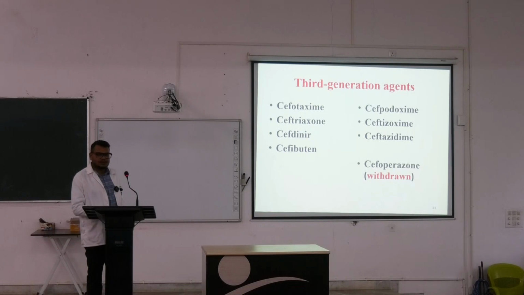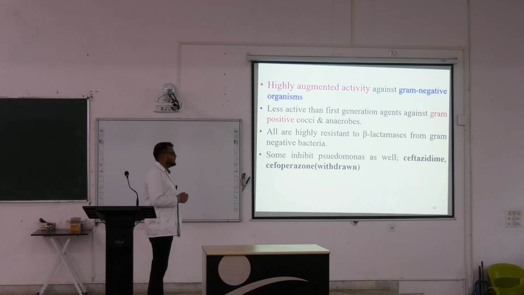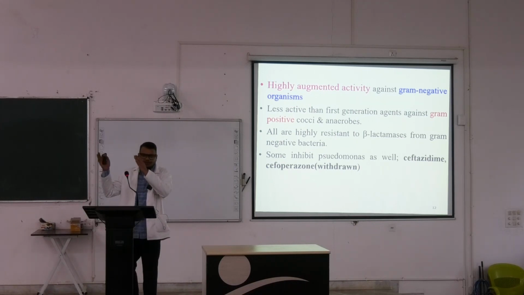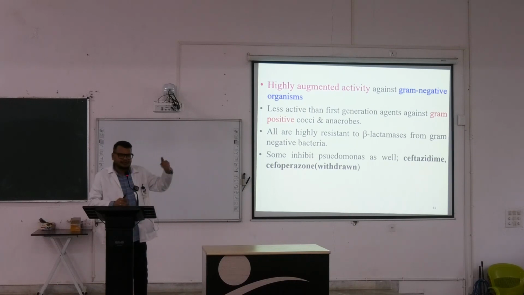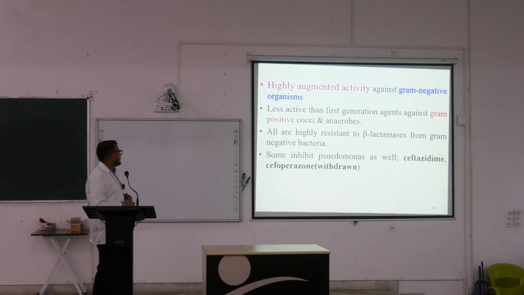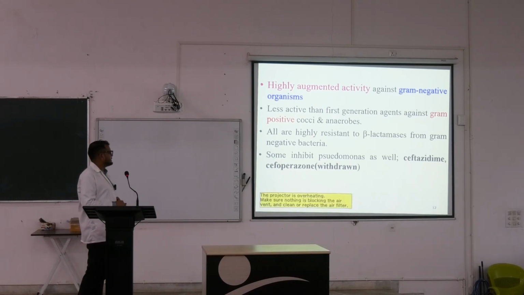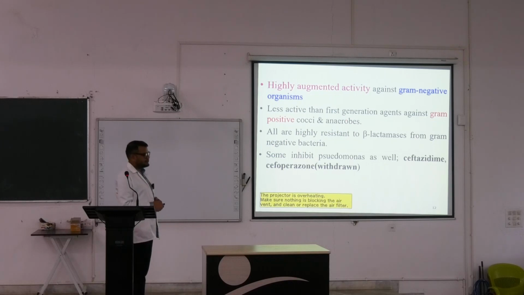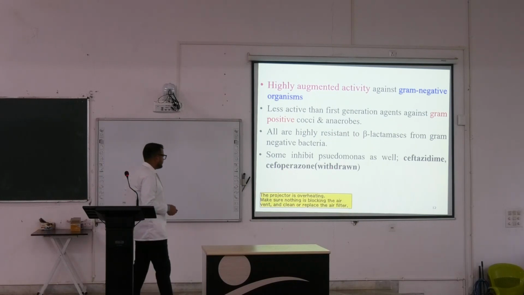So what is the benefit of third generation? Highly augmented activity against gram negative organisms. See, initially it was gram positive. Now we are also covering the gram negative spectrum as the antibiotic is being developed. Less active than first generation agents against gram positive cocci and anaerobes. All are highly resistant to beta lactamases from gram negative bacteria. Some inhibit Pseudomonas as well, such as ceftazidime, cefoperazone. Now these are withdrawn.